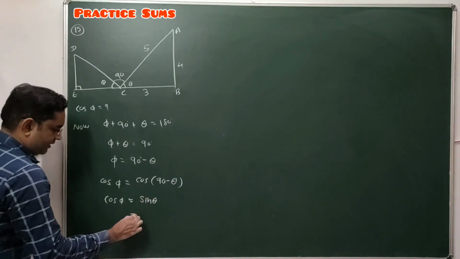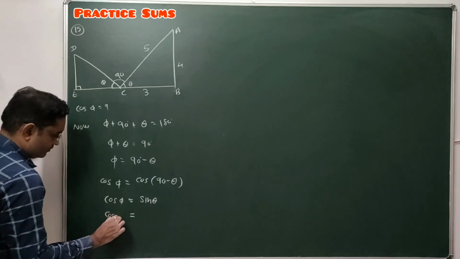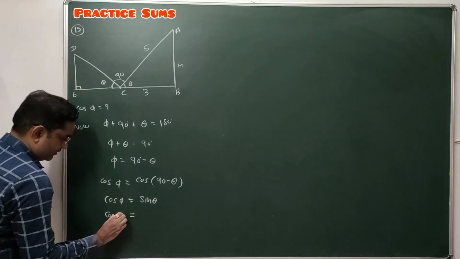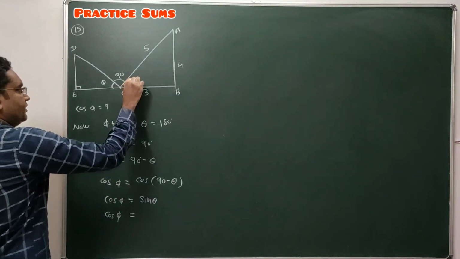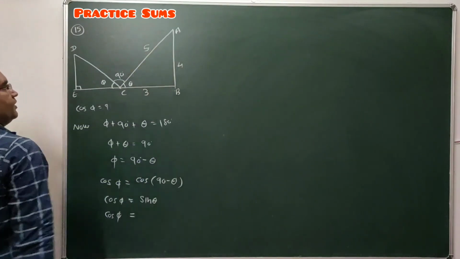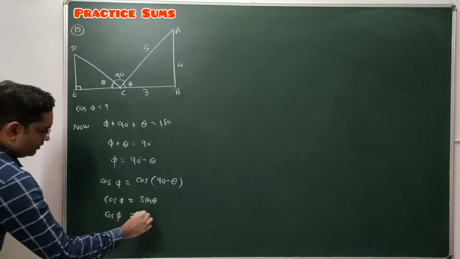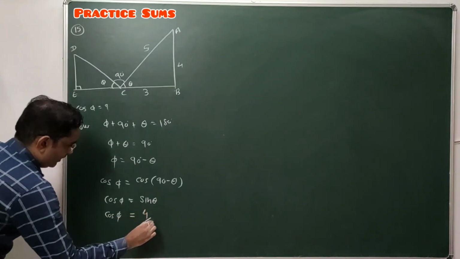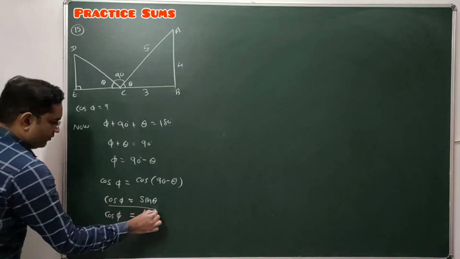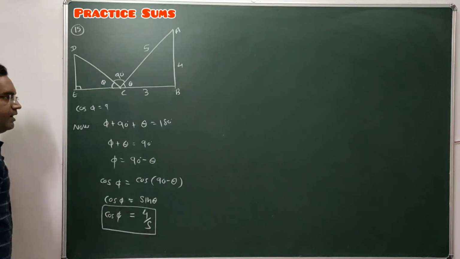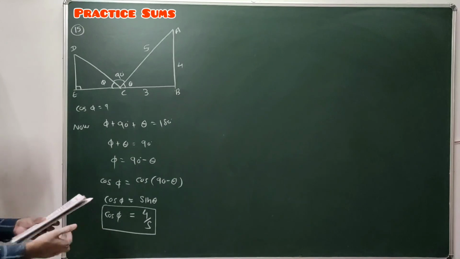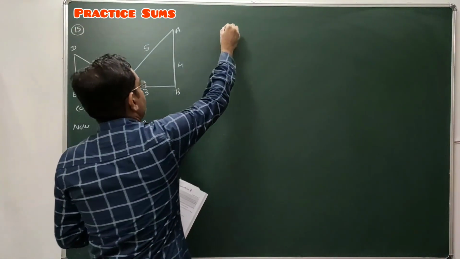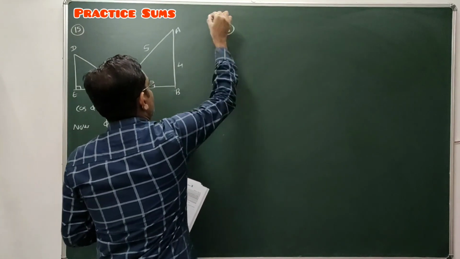And what is sin theta? Cos phi equal to sin theta. Here the definition of sin theta, it's the opposite side by hypotenuse. So it's AB by AC. AB by AC is nothing but 4/5. So value of cos phi is nothing but 4/5 is the answer. Done, students? Very good question is there. Now question number 16.